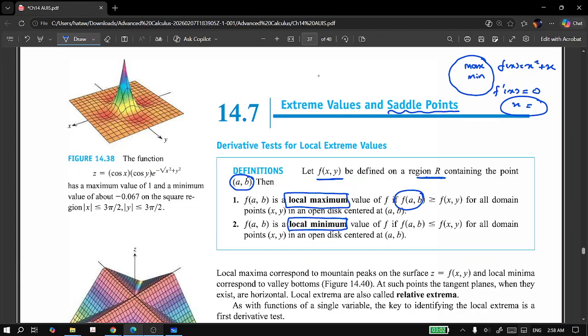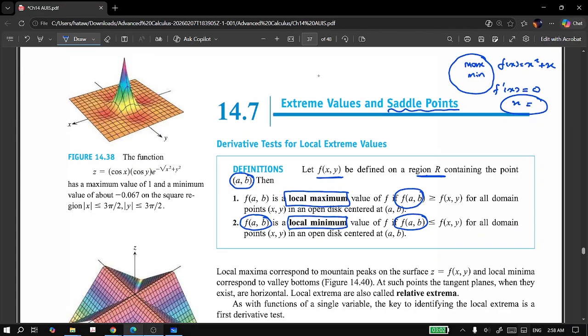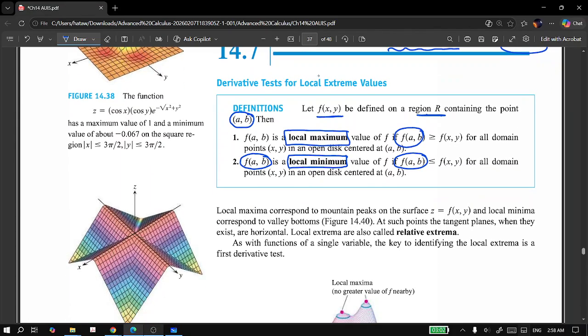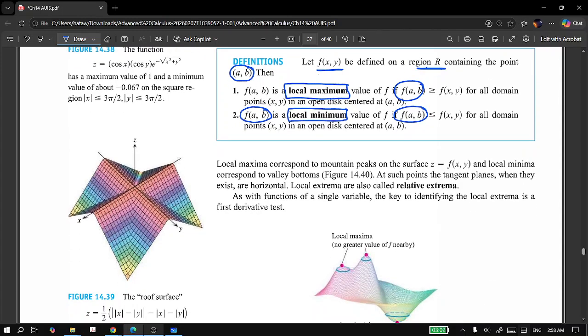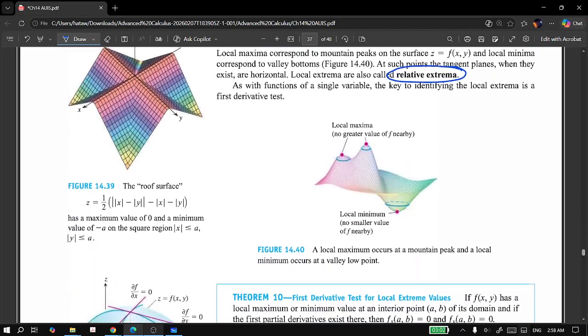And this f of a, b, that means when we put a and b in the function that we have got, it is a local minimum if the value of that function at that point is less than or equal to every other value that is in the domain of the function that is given to us. So the definition is pretty much the same thing that you have studied in Cal 1. And these maximum and minimum points are called local extrema or relative extrema.